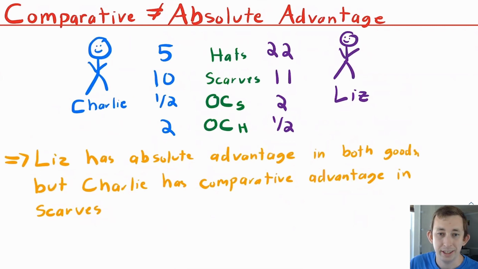They also knit and they make hats and scarves. But Liz is just so much better at knitting than Charlie. She can make both more hats and more scarves than Charlie. So even though Charlie has a comparative advantage in scarves, because his opportunity cost of scarves is 1/2 compared to Liz's 2, Liz has an absolute advantage in both goods because she can just make absolutely more, both scarves and hats, than Charlie can.